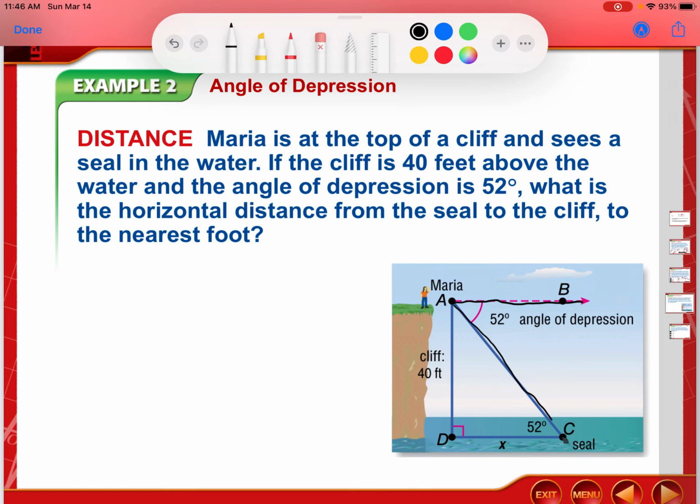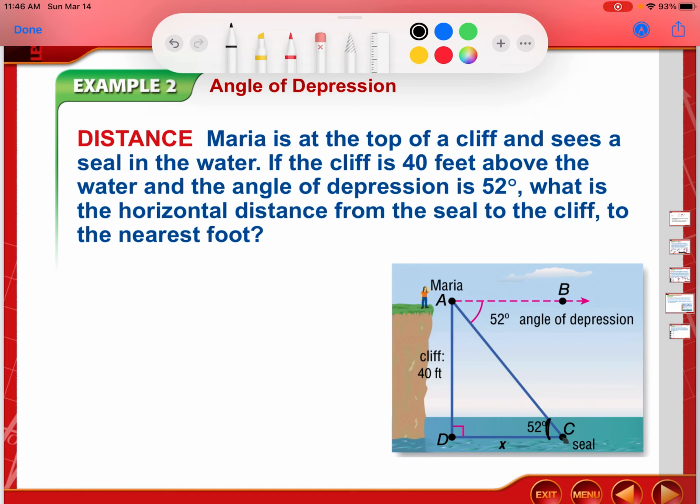Or you can do it like they did, where you have this imaginary extension with two parallel lines, the line from Maria out into the abyss and the line from the seal to the cliff, because then you have this transversal that cuts through there. Since we have that transversal in there, angle ACD and angle BAC are going to be congruent to each other, meaning they're both 52 degrees. Okay.